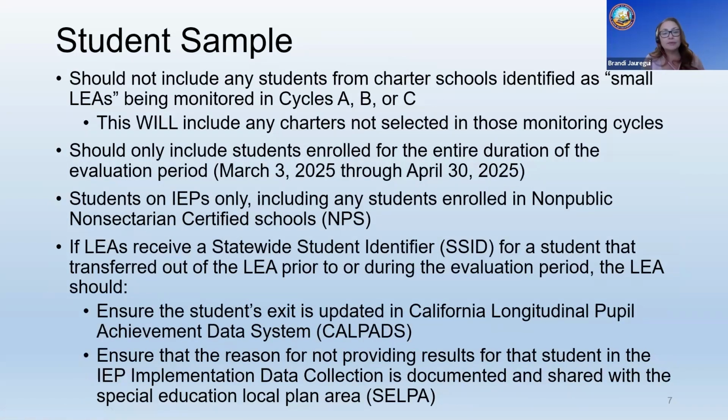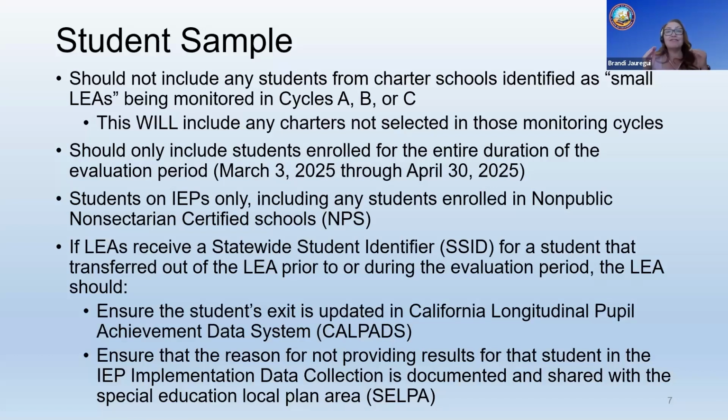Okay, so there are some criteria that you should look for in your student sample. So those SSIDs that we send you. So first of all, like I told you, that sample should not include any students from charter schools identified as small LEAs that are being monitored in cycles A, B, or C. Now, this will include any charters that are not selected in those monitoring cycles. Second, the student sample should only include students enrolled for the entire duration of that evaluation period. So from March 3rd to April 30th.